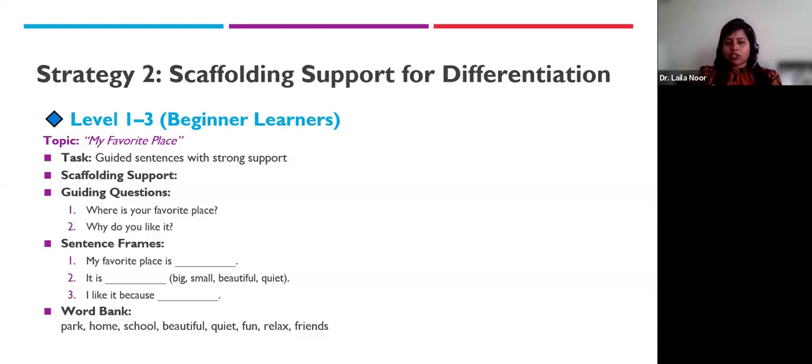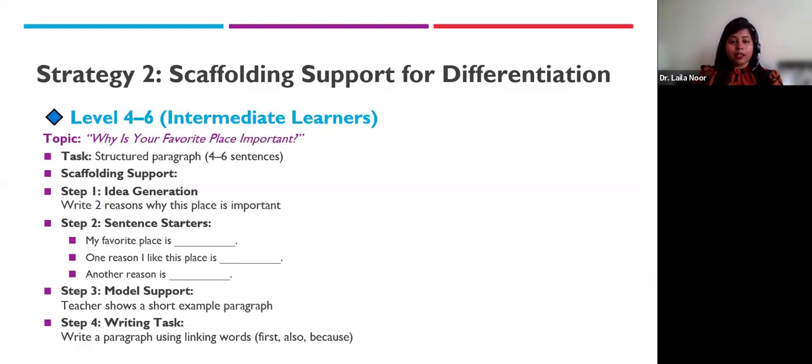So it is a kind of combination of scaffolded support with tiered tasks together. Okay. For the intermediate level, we can also see that the students will write a structured paragraph, and here the scaffolded support will help them to generate their ideas, to brainstorm. For example, write two reasons why this place is important for you.